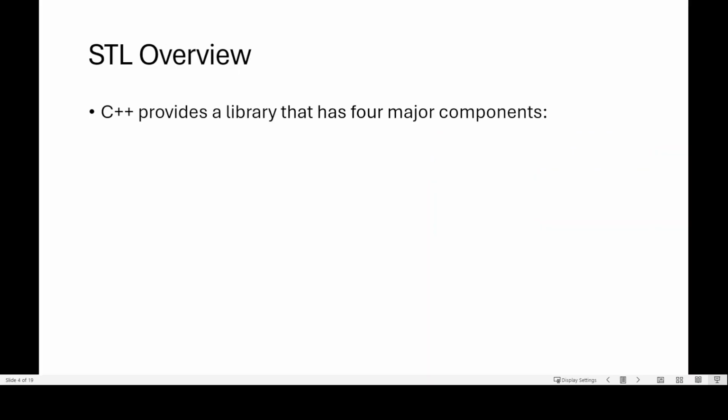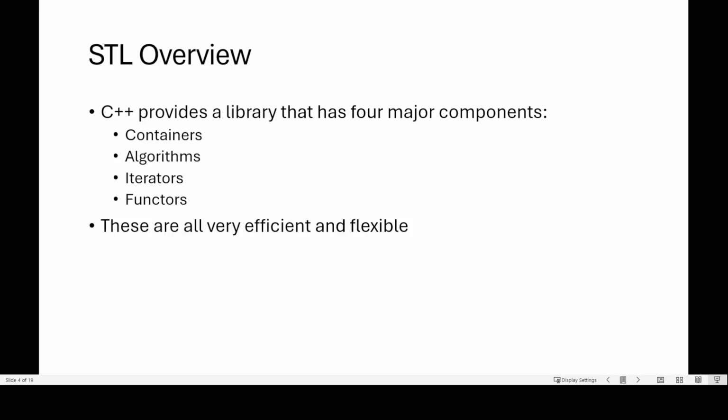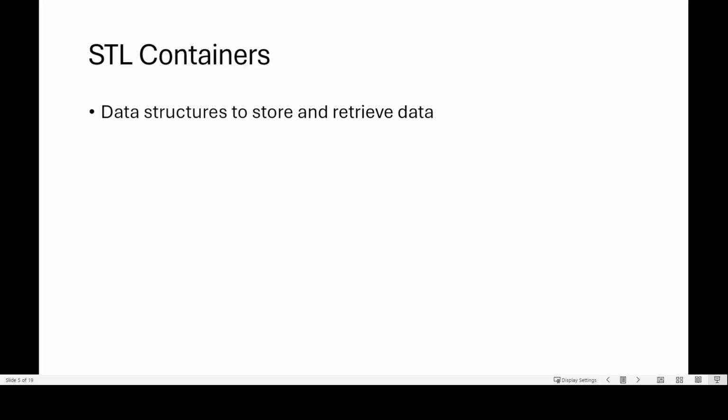So to overcome that limitation, the C++ programming language provides a library that has four major components. One is containers, the other is algorithms, and then there are iterators and then functors. We won't talk about functors in this course, but these are all very, very efficiently implemented and very, very flexible. And the reason is that they are based on template classes. And we already looked at template classes.